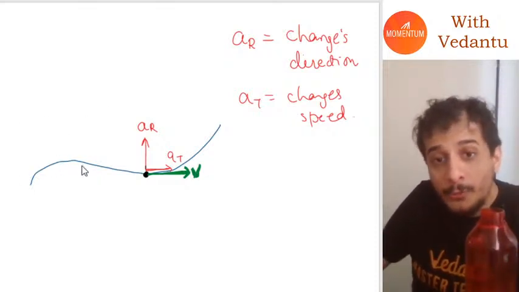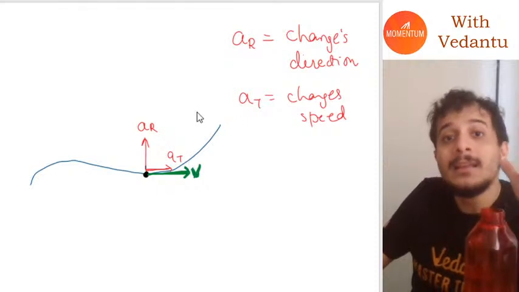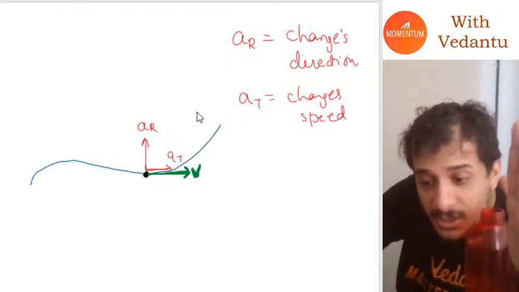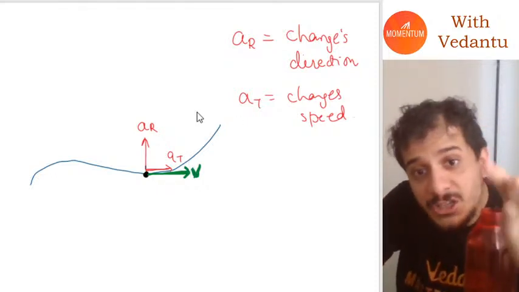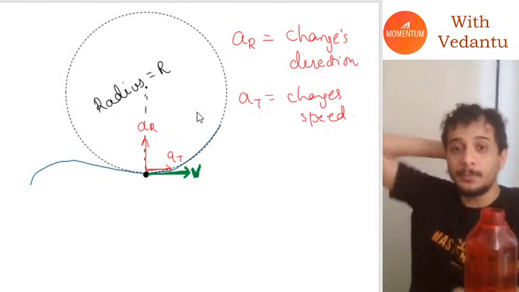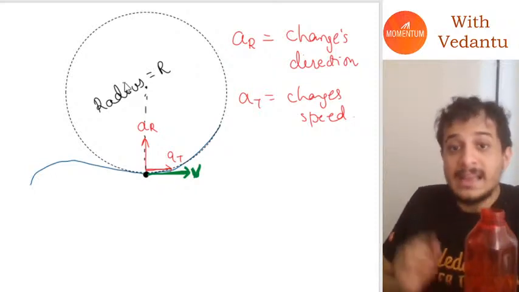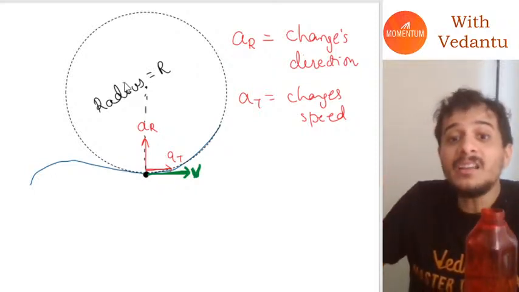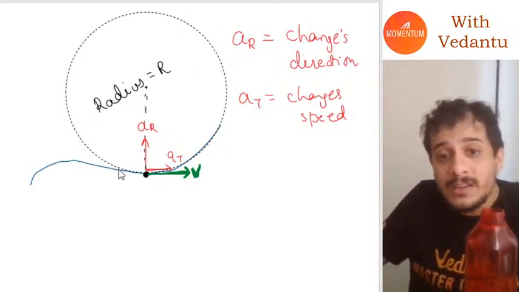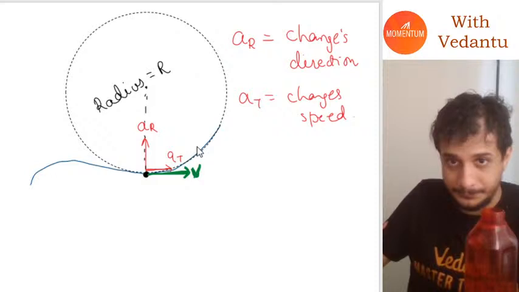Okay, and also if you just look at this path, guys, I can make a circle which is tangential to this path. Let's say that circle has a radius r. Then that radius r is called the radius of curvature of this path here.